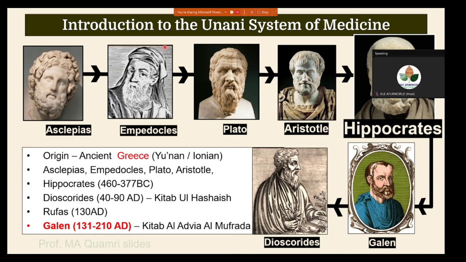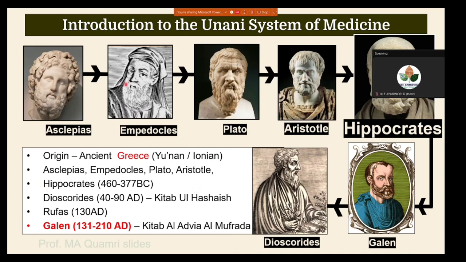As a continuation of the introduction to the Unani system of medicine, this system originated in ancient Greece. There is a place called Yunan, that is Ionia, for the Greek people. From there it originated in the ancient period, thousands of years back. Asclepius, Empedocles, Plato, and Aristotle were Greek philosophers, and based upon their teachings, Hippocrates developed a theoretical understanding of disease, ignoring the superstitious beliefs that were contemplated as the cause of disease.